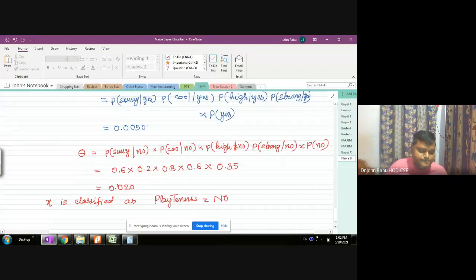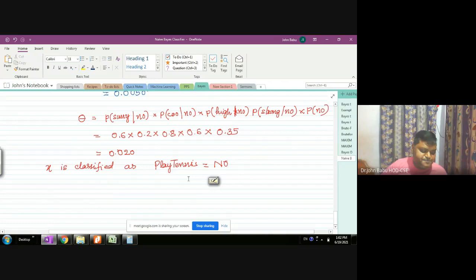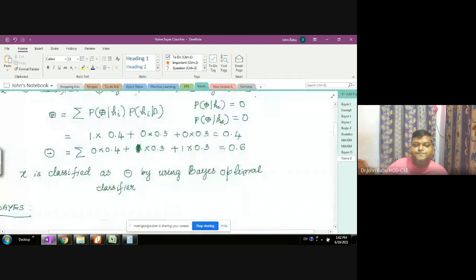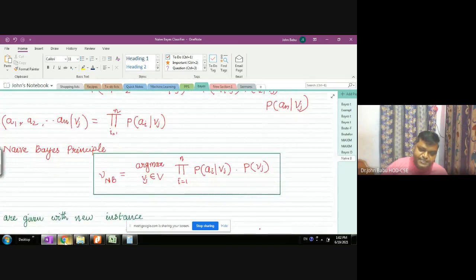So this is the Naïve Bayes classification algorithm. Okay, tomorrow we'll take another example and calculate it.